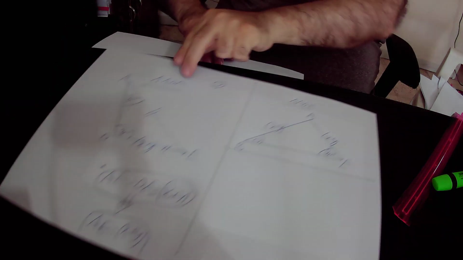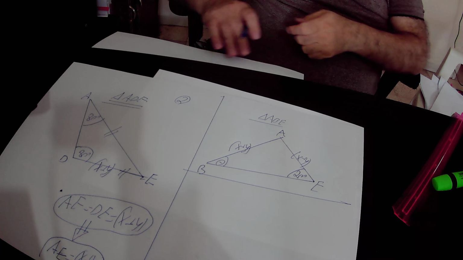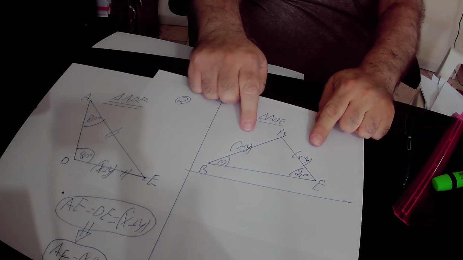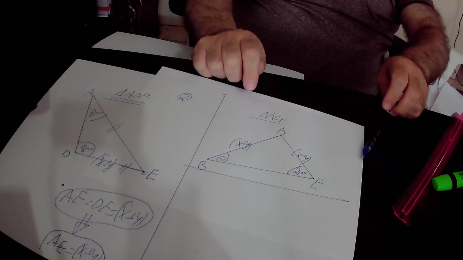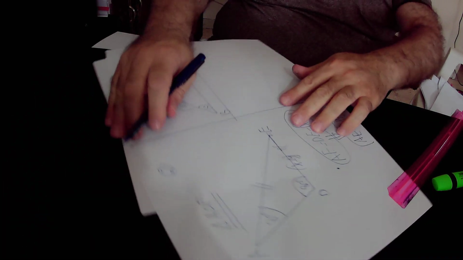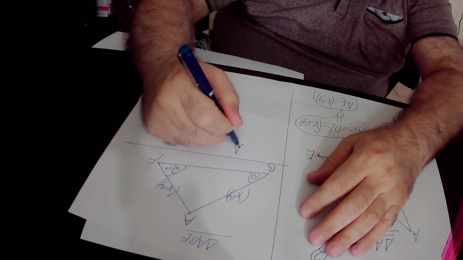So this is triangle ABE that I copied from the original drawing. In this triangle ABE, those two sides are both equal to x plus y, therefore they are equal to each other. That is to say, side AB equals side AE.